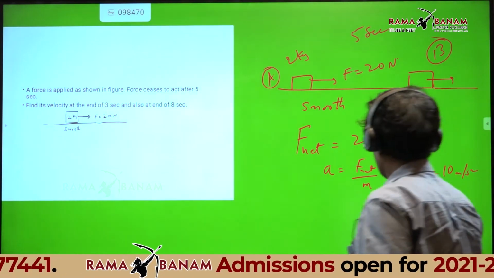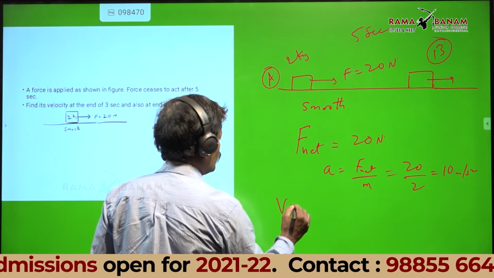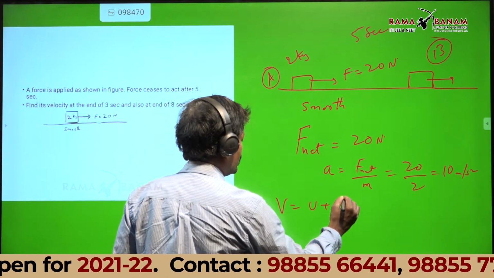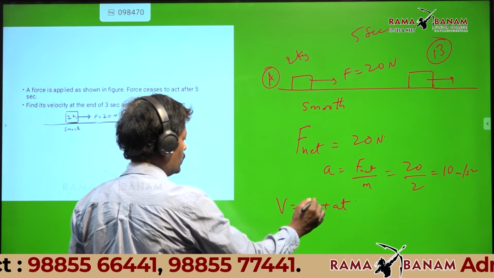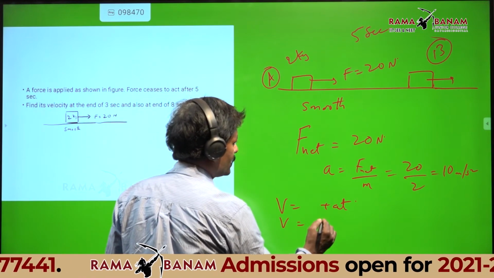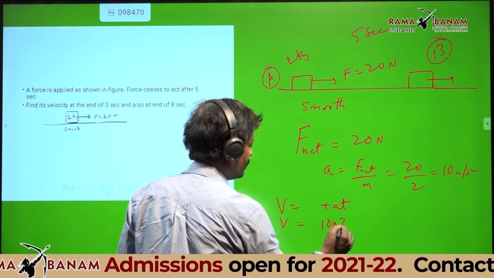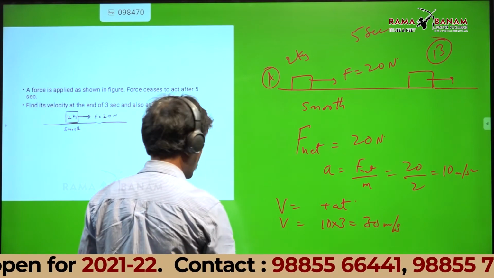So if you want the velocity at the end of 3 seconds, v equal to u plus at. It started from rest, so u is 0, I can take out the u. So v equal to a times t, a is 10, t is 3, so 30 meters per second. Look at this here.